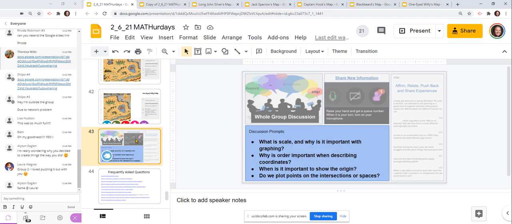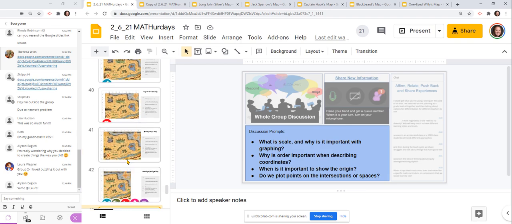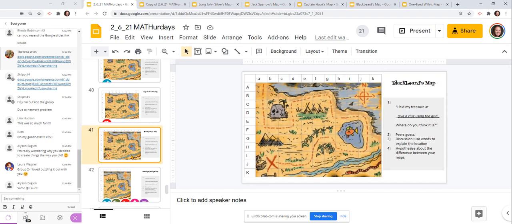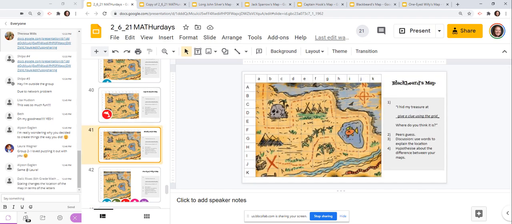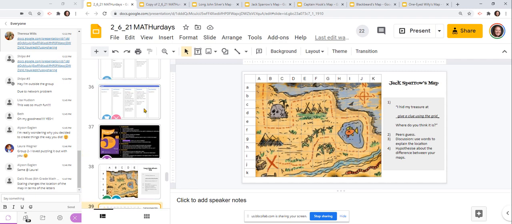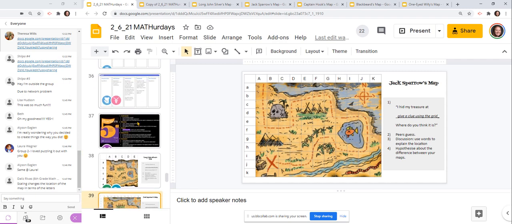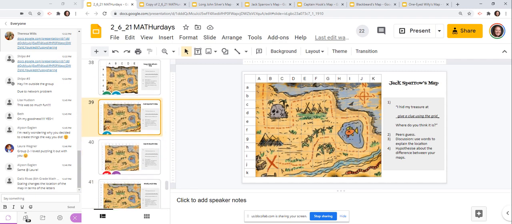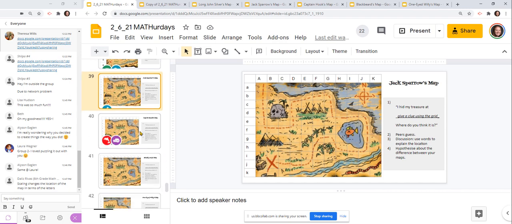The next question I had is about the order of the coordinates. I know this came up very often in the breakout rooms, and I'm curious what your takeaway is when it comes to ordering your coordinates. Feel free to put a hand up if you want me to call on you, put it in the chat. Why is order important? Julia, go ahead.